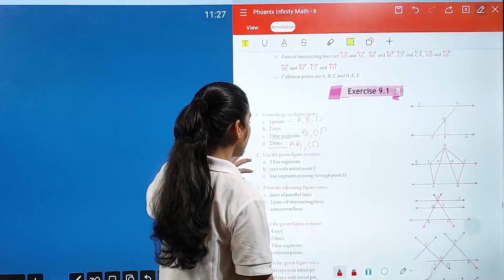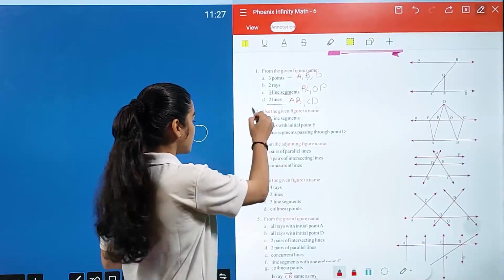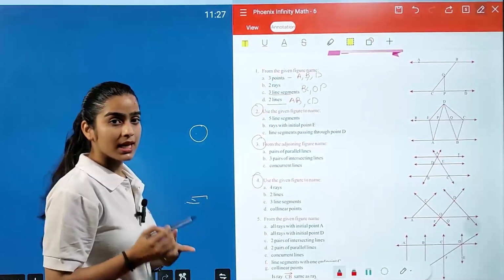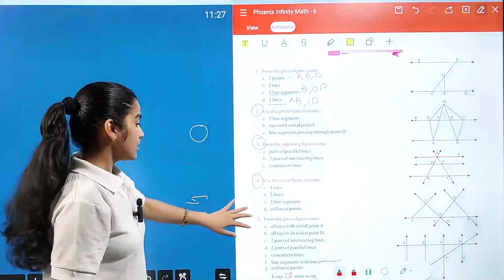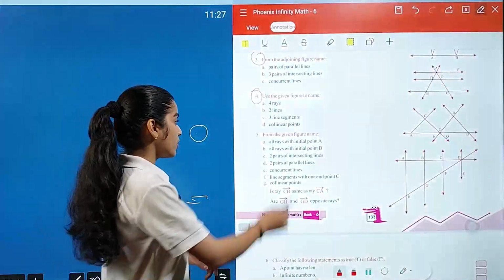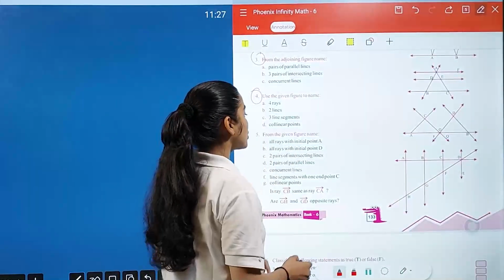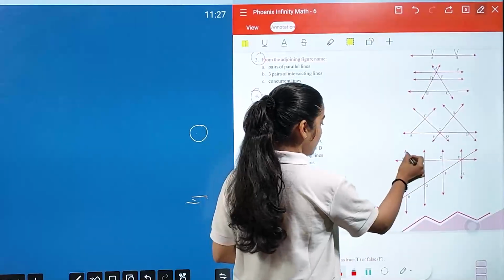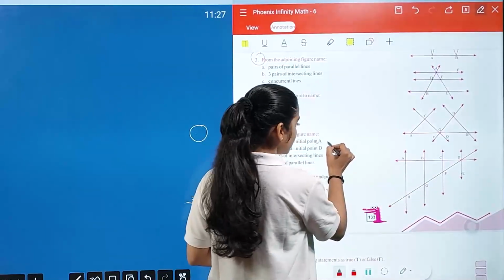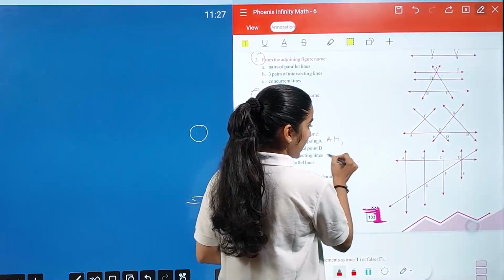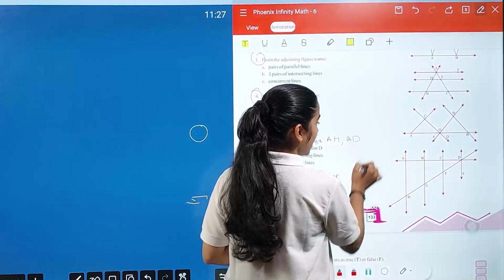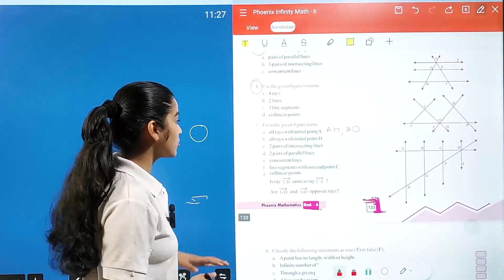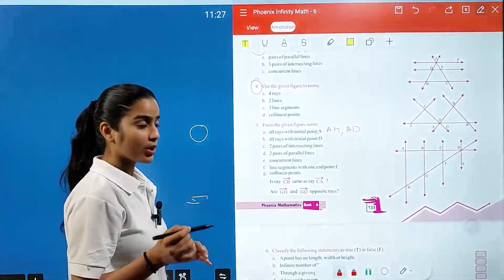Now use the given figure. The same you have to do in question number 2, question number 3, and question number 4, where you have to mention rays, points, line segments and collinear points. From the given figure, name all rays with the initial point A. So you have AH and AD, and you can also say AB, AC. These are also your rays whose initial point is A.